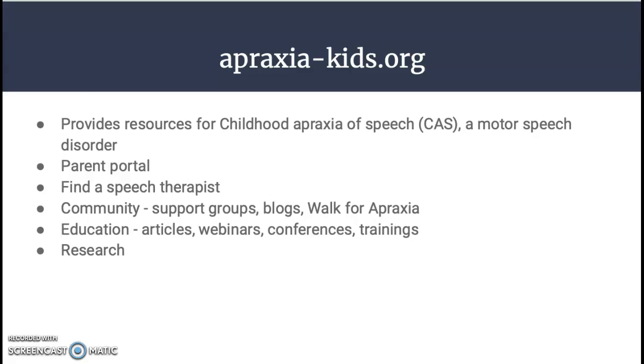This one I thought was a very helpful web page because there was a parent portal, offering parents specific resources. One of the options was the ability to actually find a speech therapist to help get children education. There's also a community page with support groups, blogs, and there's also this Walk for Apraxia, which helps raise money for research, awareness, and support for those with apraxia, as well as training and education for aspiring SLPs.